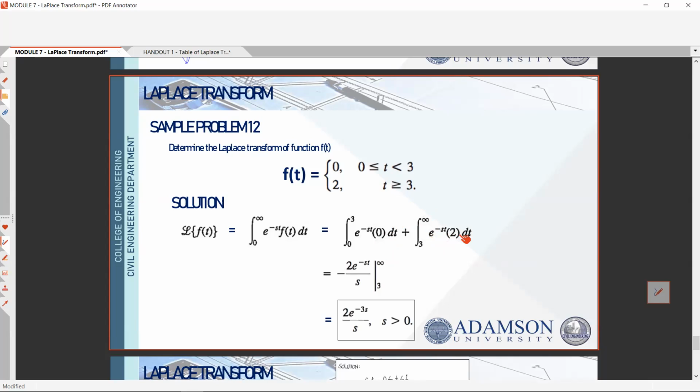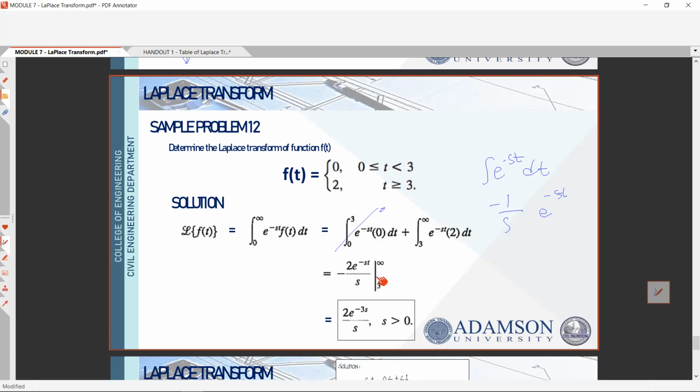Okay, so this one is 0. Okay, any number multiplied by 0 is 0. Okay, so what you have left is e raised to negative st times 2 dt. So alam natin integral of e raised to negative st, di ba? That is equivalent to negative 1 over s e raised to negative st. So kaya ang solution dito, negative 2. Okay, labas mo yung 2. O e raised to negative st over s.